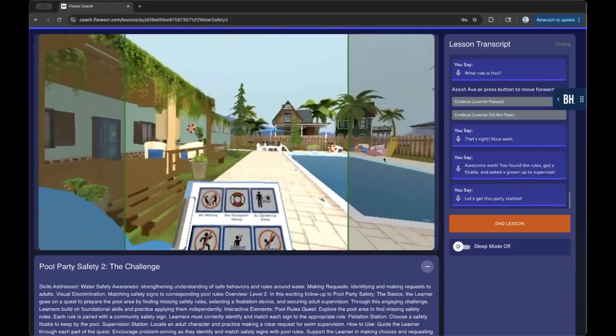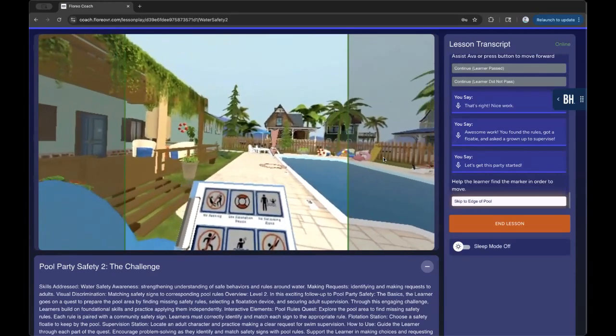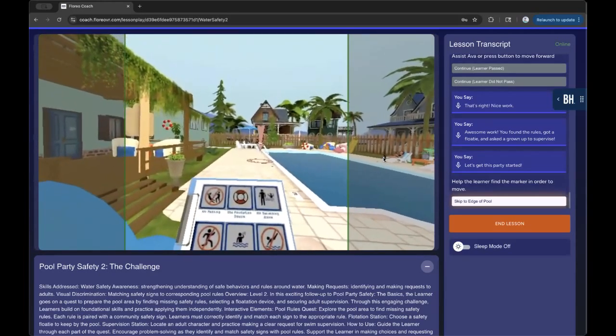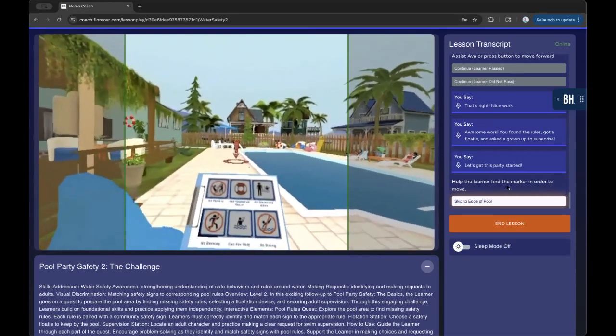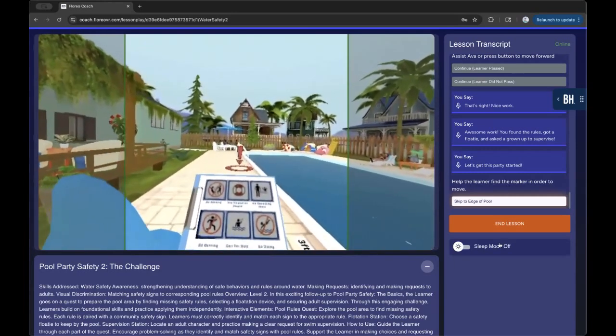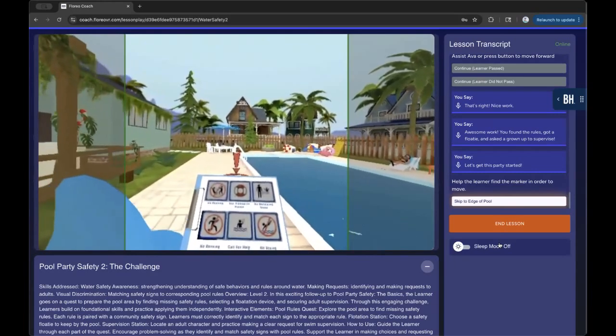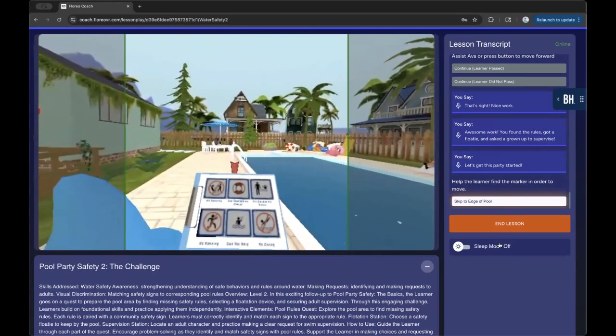Exciting stuff. All right. We got our grown-up supervision. We got all of our rules. We got our floaty. It's now time to party. So let's get this party started. I love the music addition to this too. It really makes it feel like a party atmosphere.